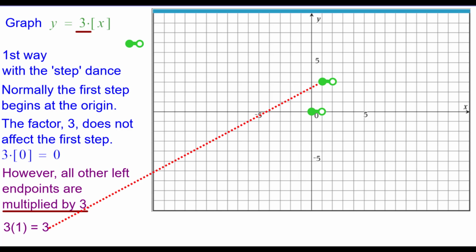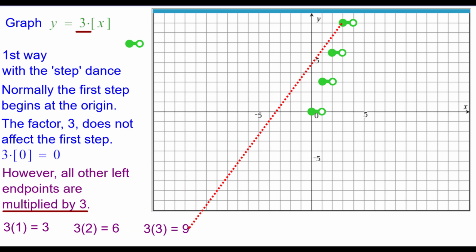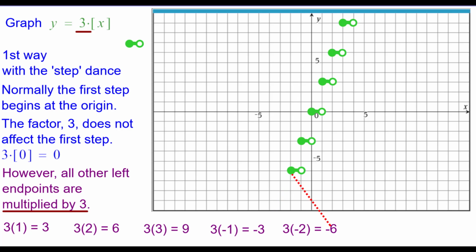For example, 3 times 1 is 3, so our next step will be at x equals 1, y equals 3. And then 3 times 2 is 6, so the next step jumps up another 3 steps, so to speak. 3 times 3 is 9. The left endpoint is at x equals 9. And then going in the negative direction, 3 times negative 1 is negative 3. Step there. Step at x equals negative 2 down at negative 6. And at negative 3, negative 9.